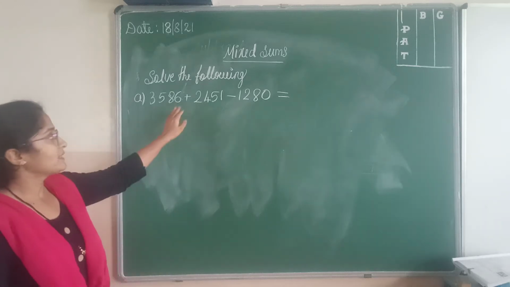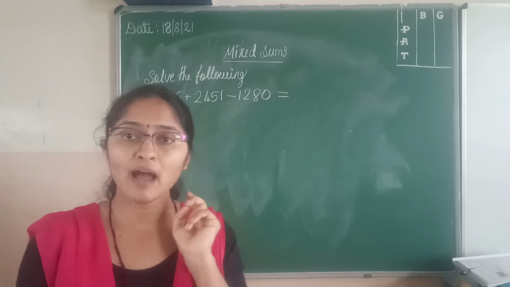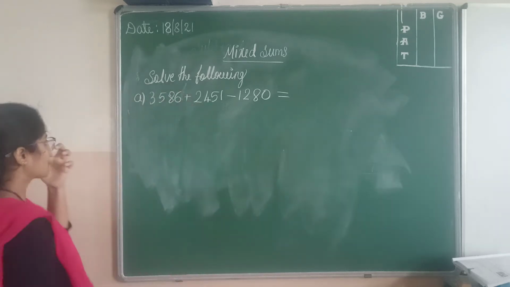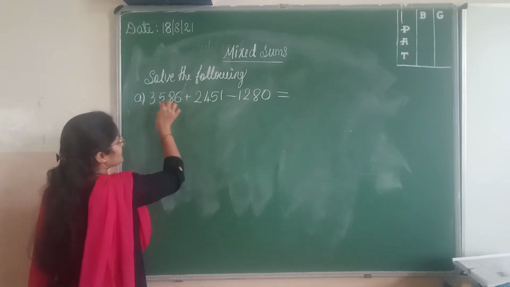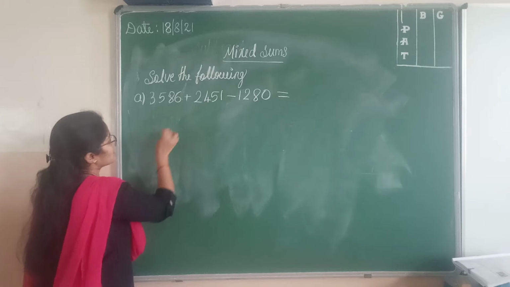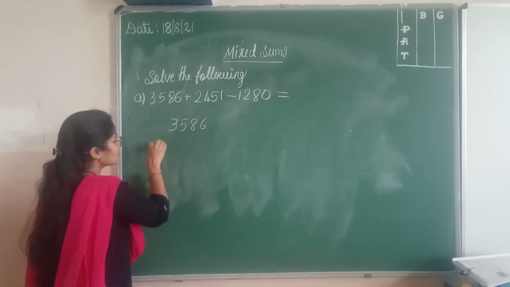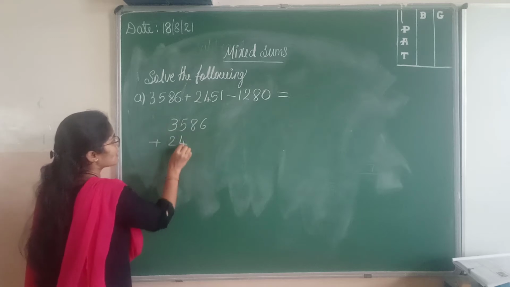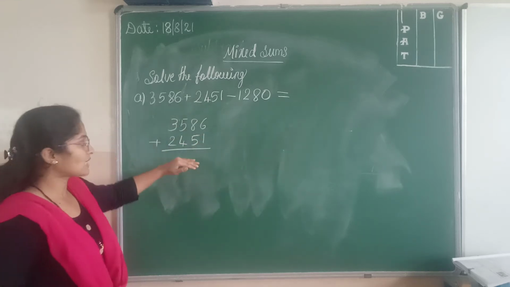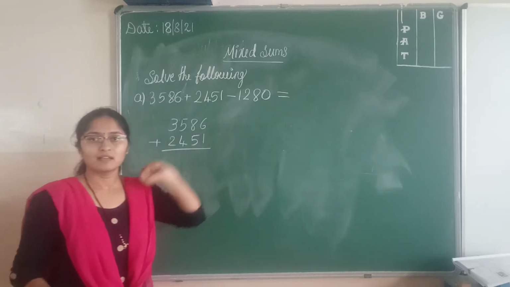So children, when addition and subtraction are given at the same time, you have to add the numbers first, then go for the subtraction. For example, now this addition sign is between these two numbers, so you have to add these two numbers, like 3586 plus 2451. Okay, after adding these numbers, what answer will you get? From that answer you need to subtract this number.